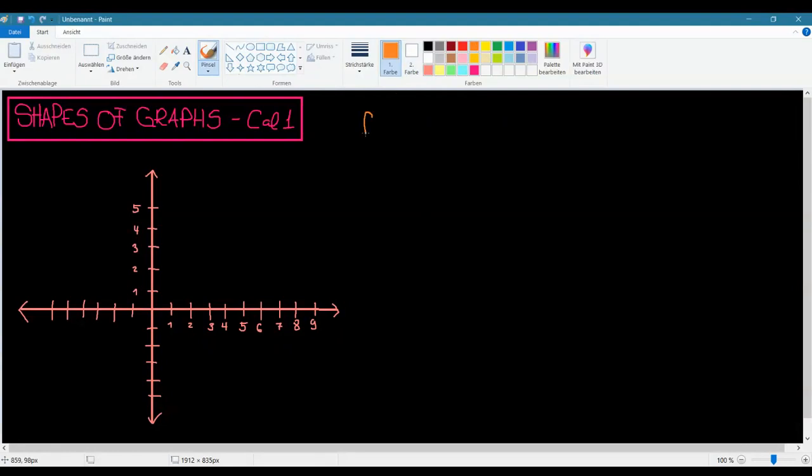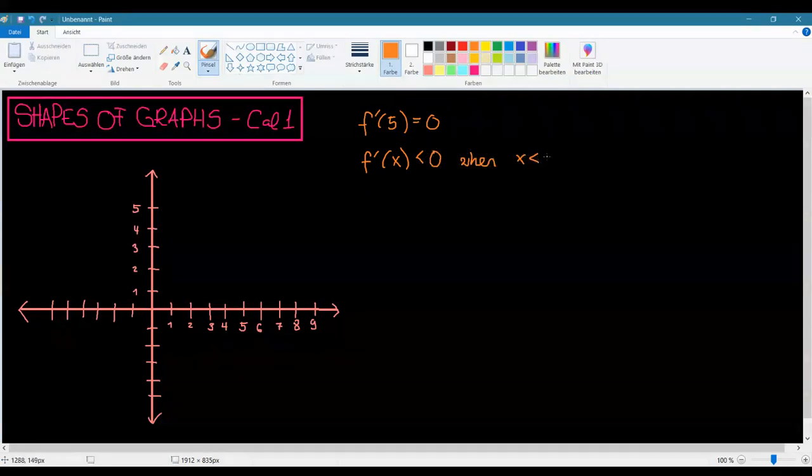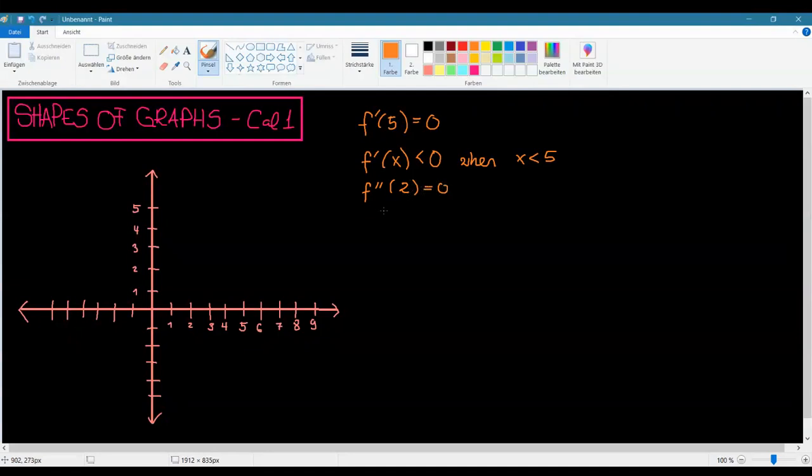We know that the derivative of f at x equals 5 is 0. Okay, and we know, therefore, that that's a critical point, but we'll get to that later. We also know that the derivative of f of x is smaller than 0 when x is smaller than 5. And we know that f double prime of 2 equals 0. So that means that the second derivative at x equals 2 is 0. And we know that the second derivative at x equals 8 is 0. That's going to tell us that we have two inflection points, but we'll get to that later.